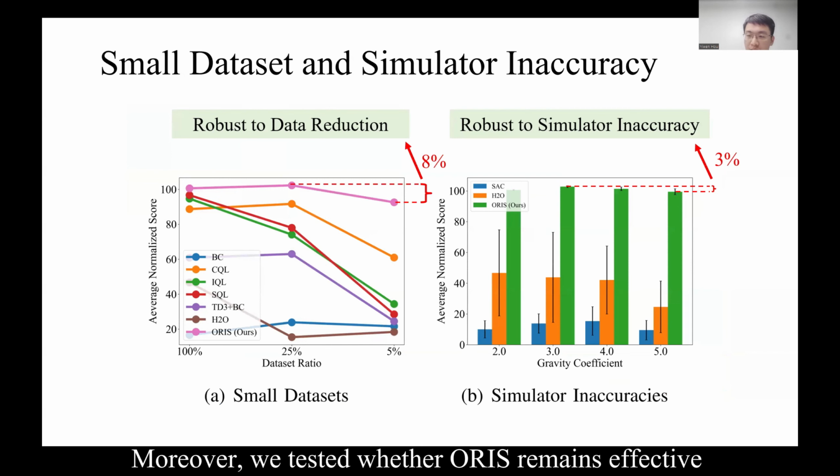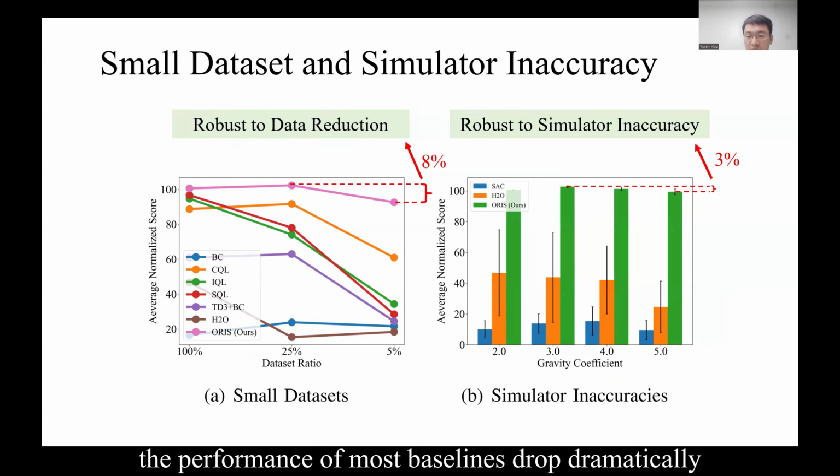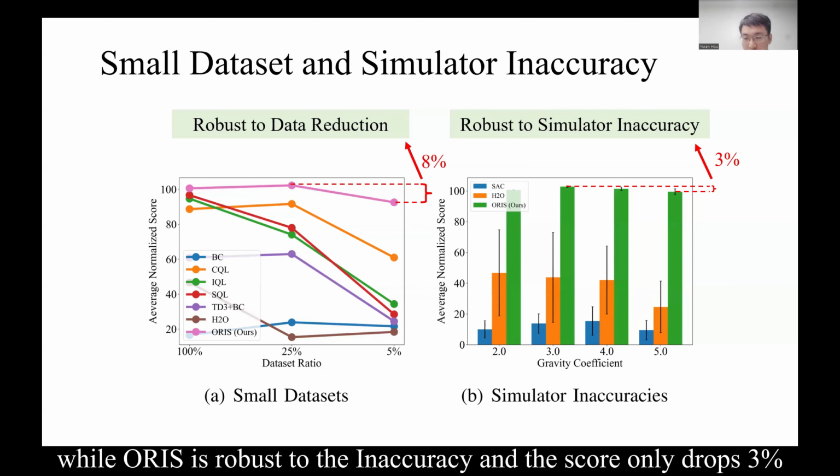Moreover, we tested whether our method remains effective when the amount of data is reduced or when the simulator becomes more inaccurate. As shown here, the performance of most baselines drops dramatically as the amount of data decreases, while our method only drops 8%. When the inaccuracy of the simulator grows, SAC and H2O perform poorly, while our method is robust to the inaccuracy and the score only drops 3%.